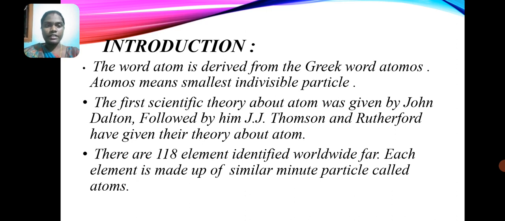The first scientific theory about the atom was given by John Dalton. Following him, J. J. Thomson and Rutherford gave their theories about the atom. There are 118 elements identified worldwide so far. Each element is made up of similar minute particles called atoms.